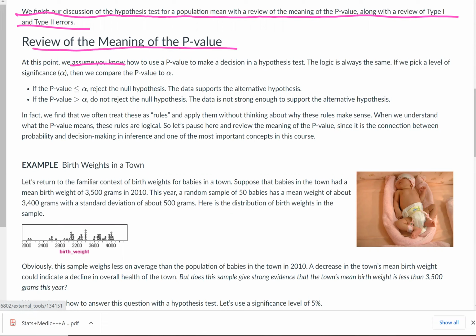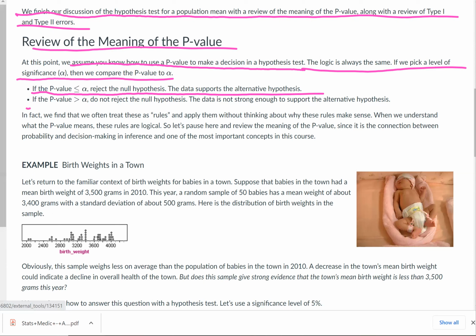But first, the meaning of the p-value. At this point, we assume you know how to use a p-value to make a decision in a hypothesis test. Given an alpha, they should give you an alpha, or it should be understood what alpha is. The logic is always the same. We pick a level of significance, alpha, then we compare the p-value to alpha. If the p-value is less than or equal to alpha, we reject the null hypothesis. The data supports the alternative hypothesis. But if, like in the last example we saw with the kiln-dried versus regular seeds, the p-value is bigger than alpha, we fail to reject the null hypothesis because the data is not strong enough to support the alternative hypothesis.